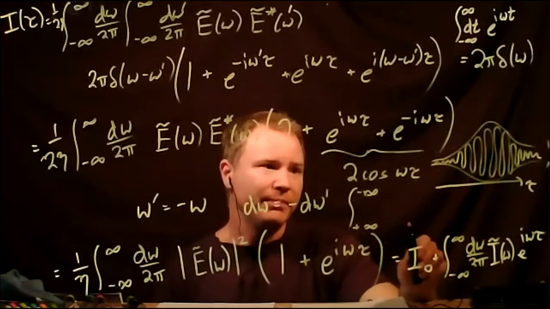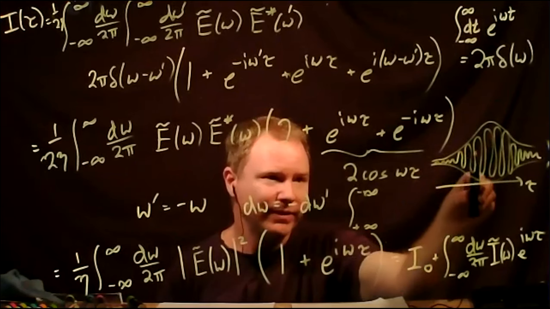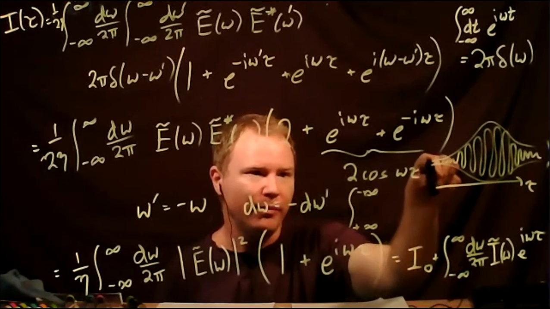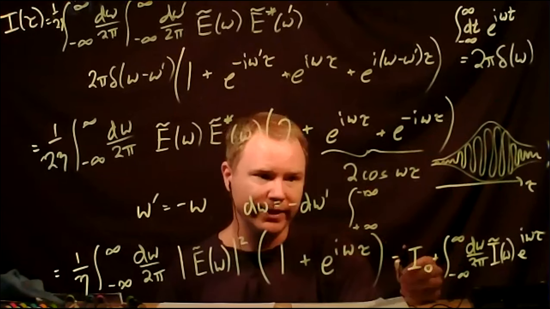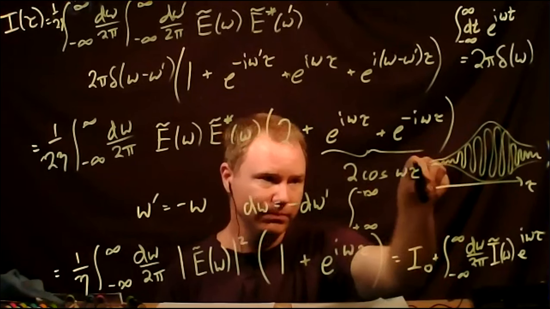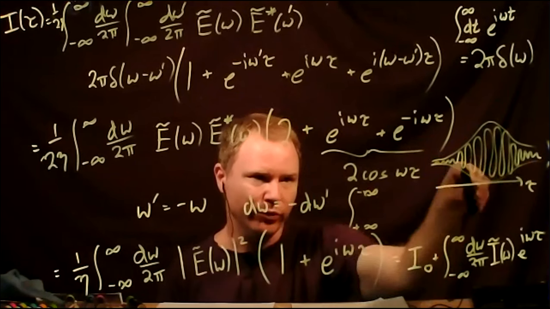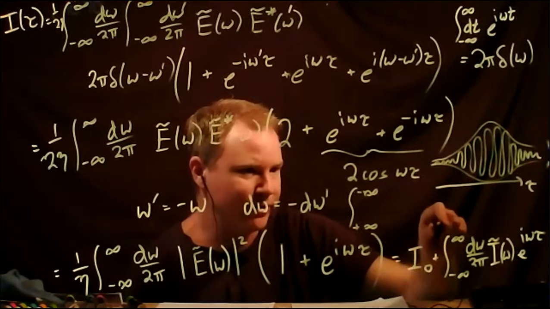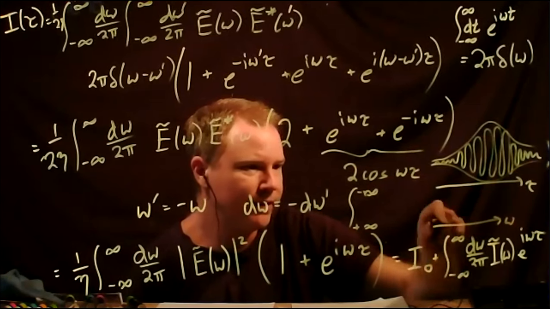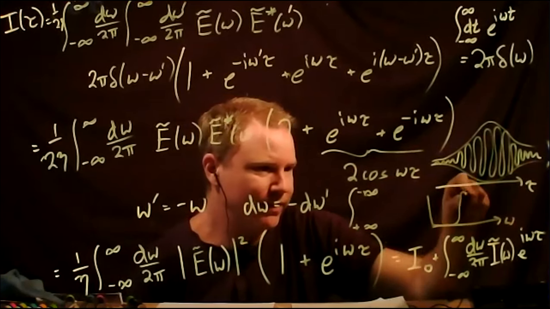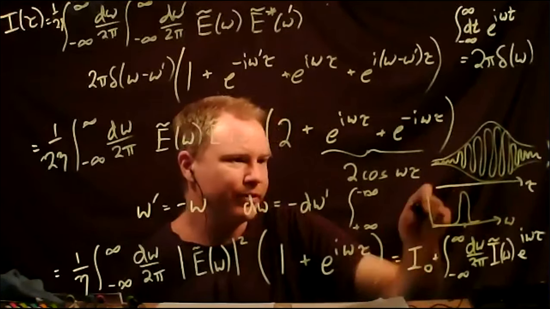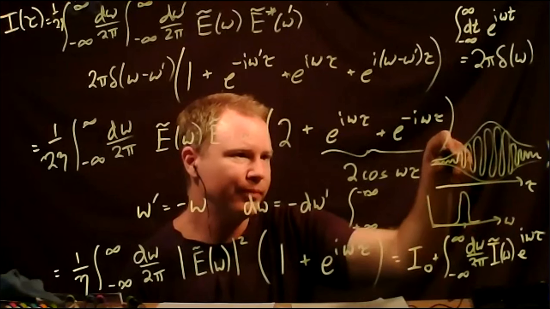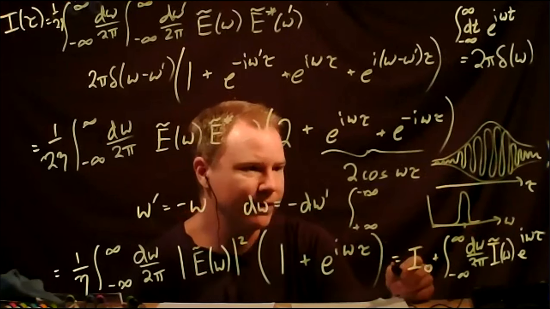This looks like a Gaussian times a cosine, right? Shifted up by I naught, shifted up by some overall intensity. So the first thing we do is we subtract off I naught, and we're back to a Gaussian times a cosine. And the Fourier transform of a Gaussian times a cosine, if I were to write this in terms of omegas, is just a Gaussian centered around some particular non-zero frequency that gave me this cosine.